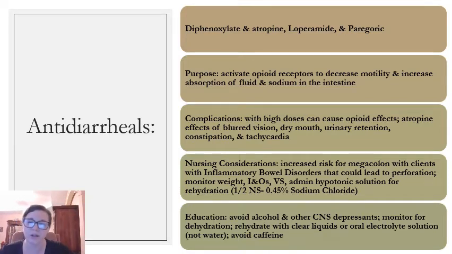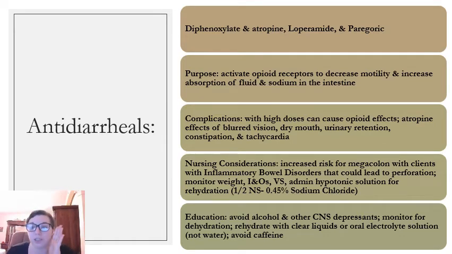Okay. Their education for these clients is going to be to avoid alcohol and other CNS depressants because we don't want it acting on that receptor doubly. We want to monitor, of course, for dehydration and rehydrate with clear liquids or oral electrolyte solutions, not water. Water is not going to replace those electrolytes that they're rapidly getting rid of. So water is not going to be effective for rehydration on these patients. Again, think of chronic, not just 1 or 2 times that you've had diarrhea, just drink some water and you rehydrate. These are chronic diarrhea patients, okay? So also they need to avoid caffeine because caffeine promotes dehydration, okay?